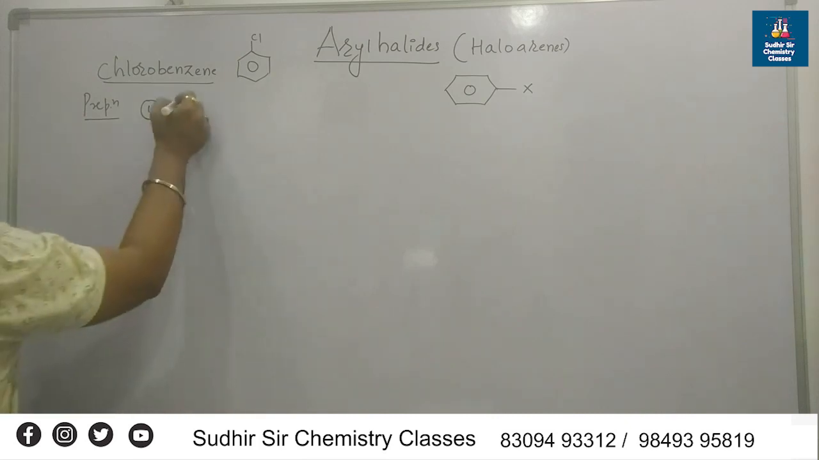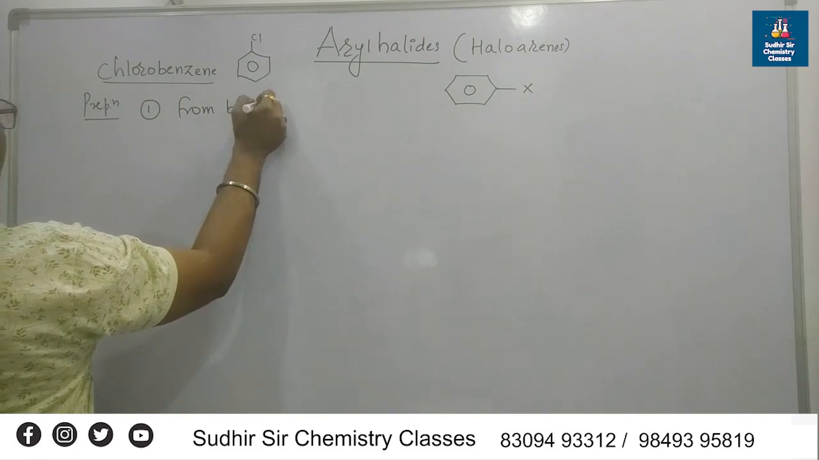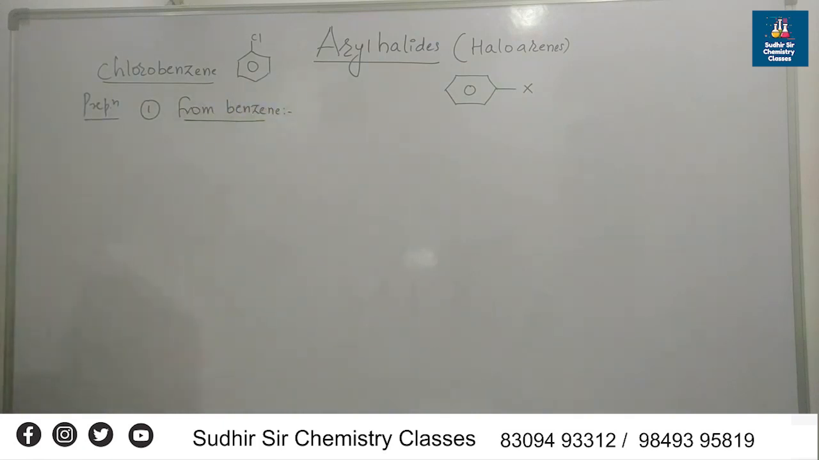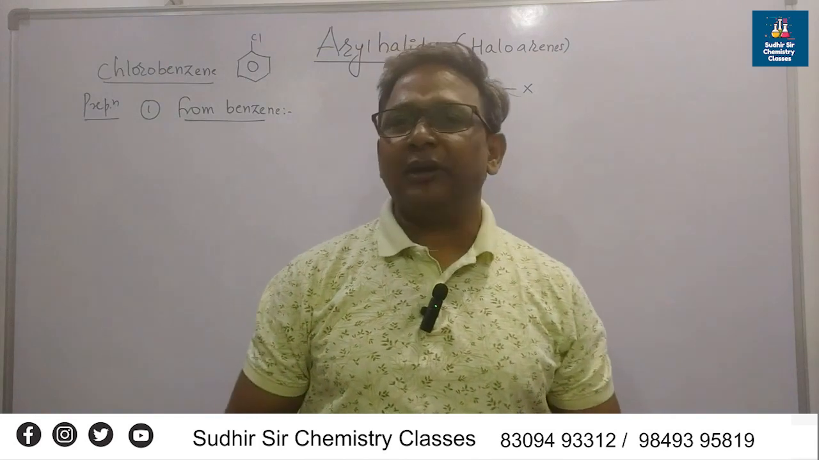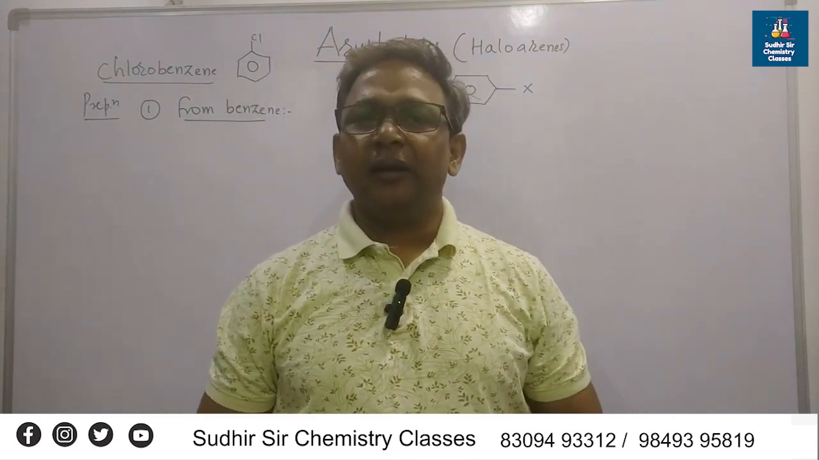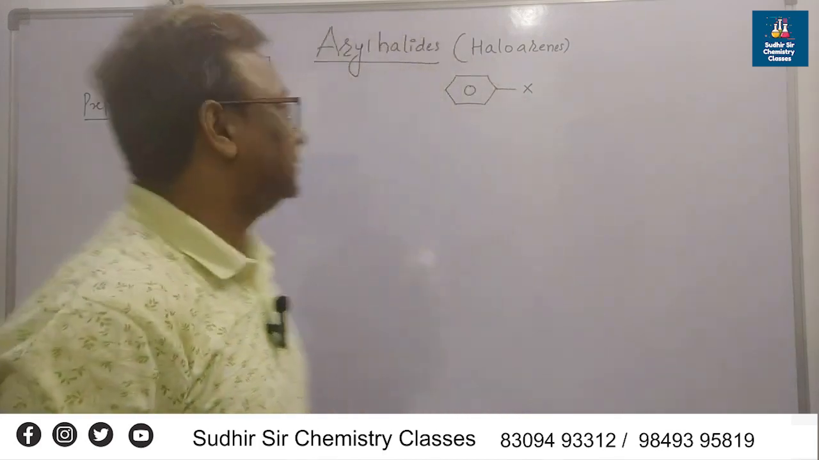One of the best methods is that it can be prepared directly from benzene. Now we'll check how chlorobenzene can be prepared from benzene. We have seen that aromatic hydrocarbons like benzene undergo electrophilic substitution reaction. Example, chlorination of benzene.